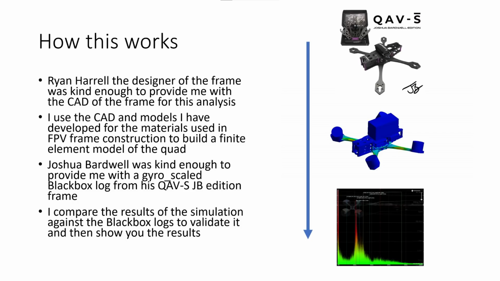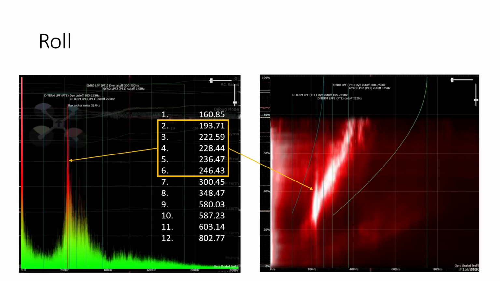Then Joshua Bardwell was kind enough to provide me with a gyro-scaled black box log from his QAV-S JB edition frame. I'm then able to compare the results of the simulation against the black box logs from real flights of the QAV-S JB edition to validate the model, and then I show you the results. Let's start by looking at the roll axis.